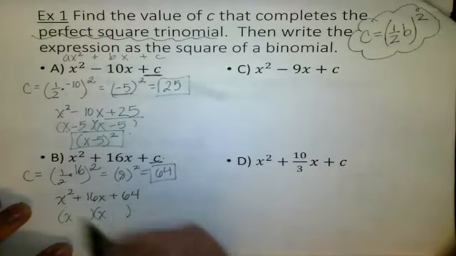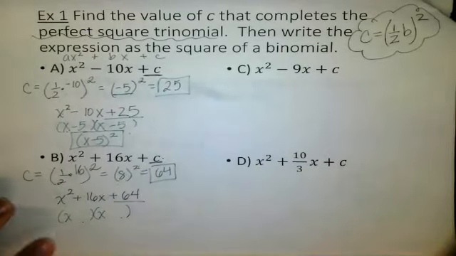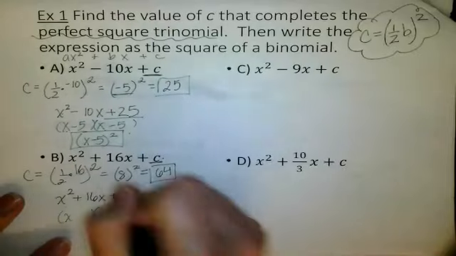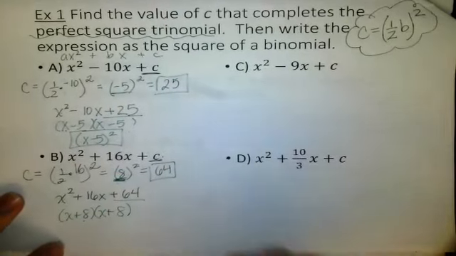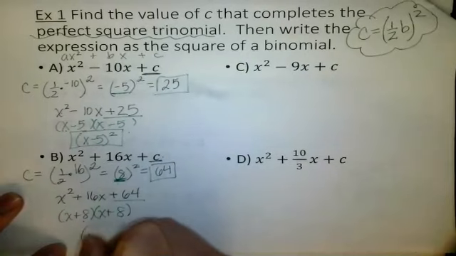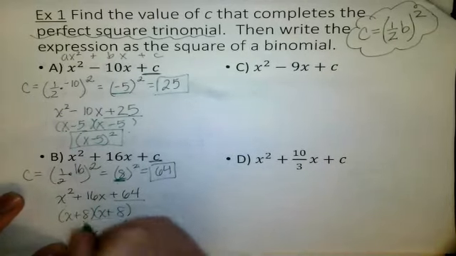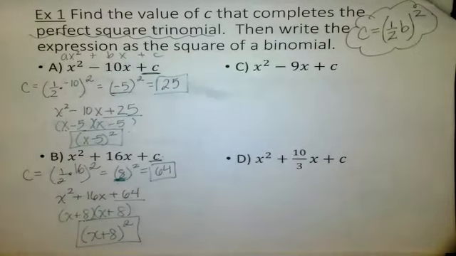x times x is x squared. What times what is 64? 8 times 8. Yeah, this number right here. Positive 8 times positive 8. How can I write that shorthand? x plus 8, quantity squared.